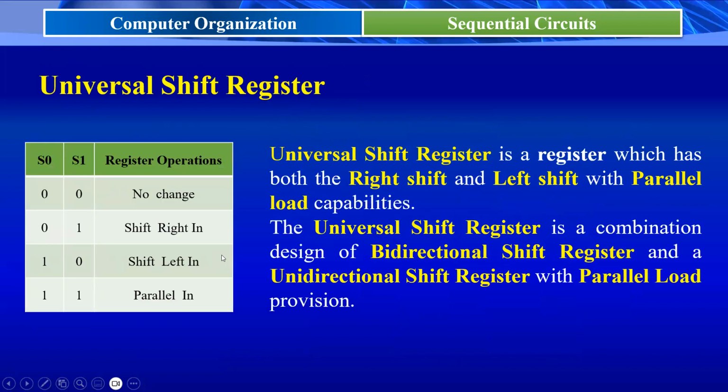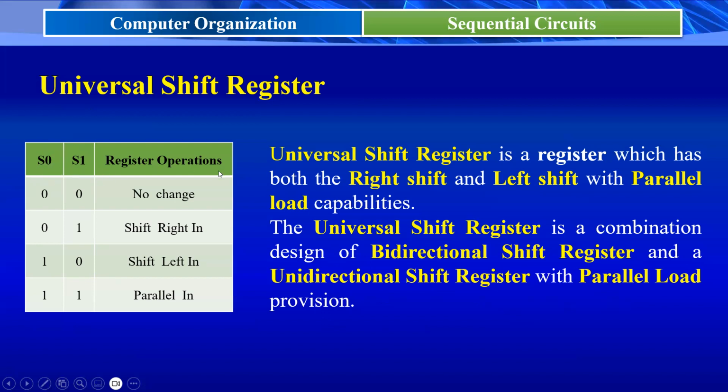And last, coming to an important one is the universal shift register. A universal shift register is a register which has both the shift right facility as well as the shift left facility along with parallel load capabilities. That means this register can shift data to the left side, or it can shift data to the right side, or it may support parallel load data operation. So the universal shift register is a combination design of bidirectional shift register and unidirectional shift register with the parallel load provision. So here I'll take selection signals S0 and S1.